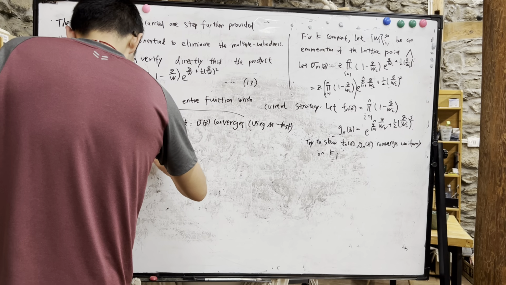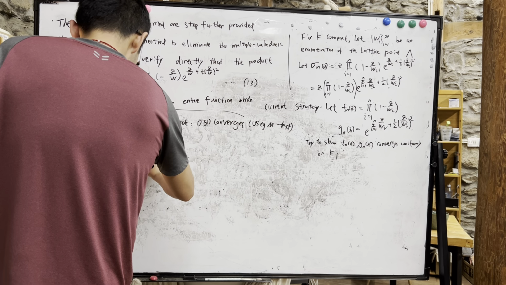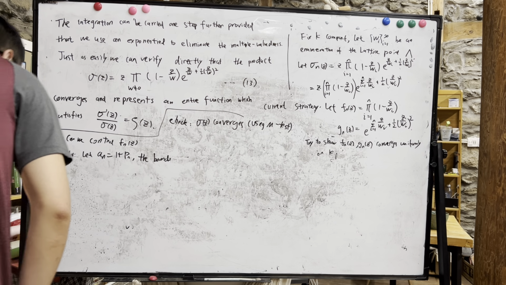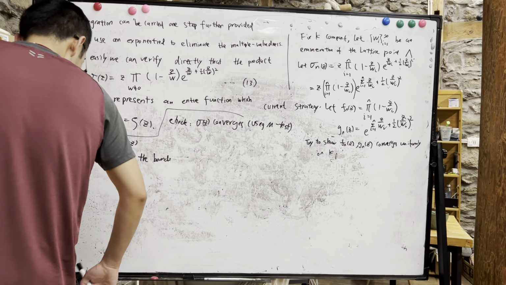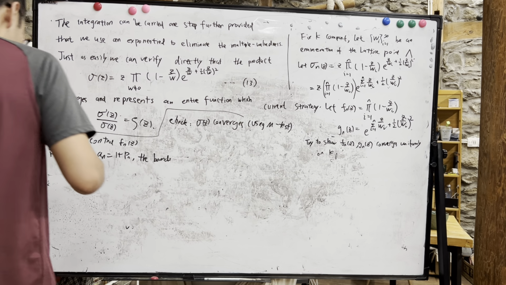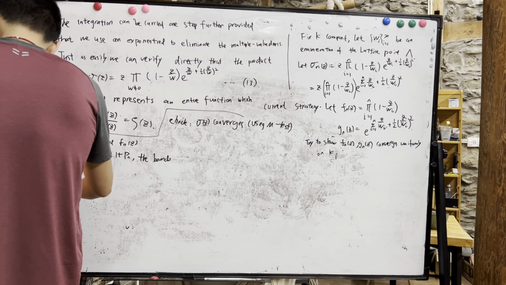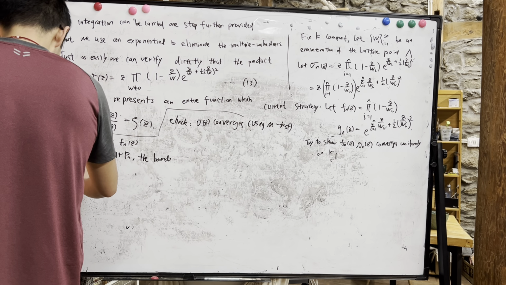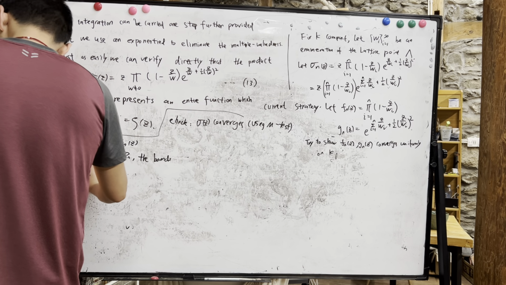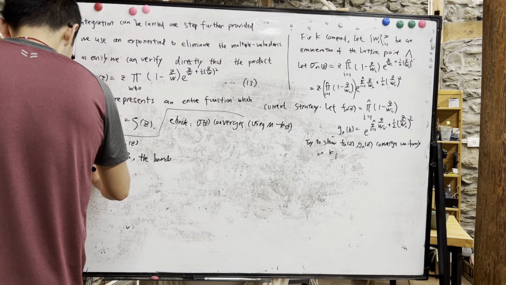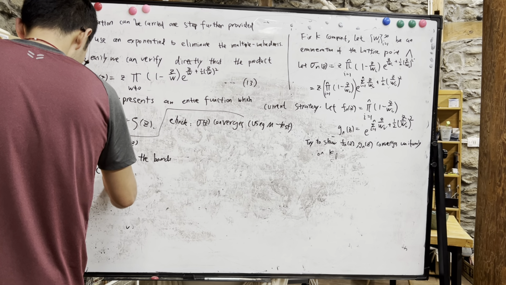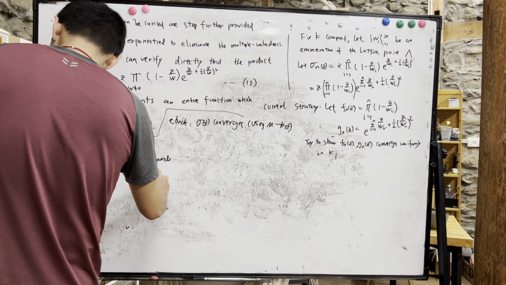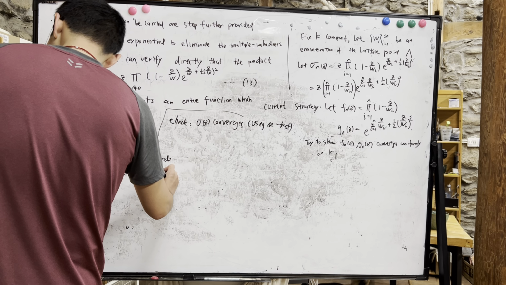Okay, so the bounds: 1 plus the summation n from 1 to N of p_n is less than or equal to the product n from 1 to capital N of (1 plus p_n), which is less than or equal to the exponential of the sum n from 1 to N of p_n.